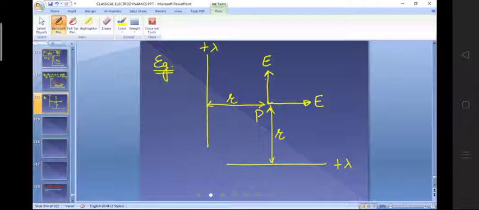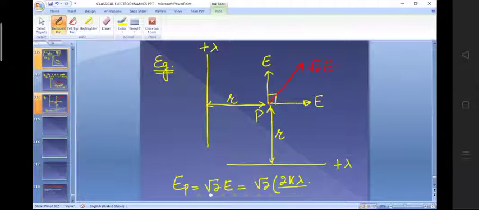Now these two are mutually perpendicular, so their resultant must be along this direction, and it will be equal to root 2 multiplied by E. That means the net electrostatic field at the point P will be equal to root 2 multiplied by E. What will we write in place of E? 2K lambda divided by R. So it's equal to 2K lambda by R. Perfect. Okay, now there's another question.